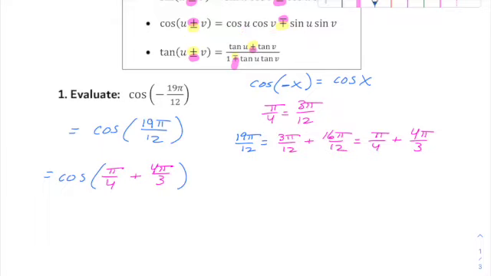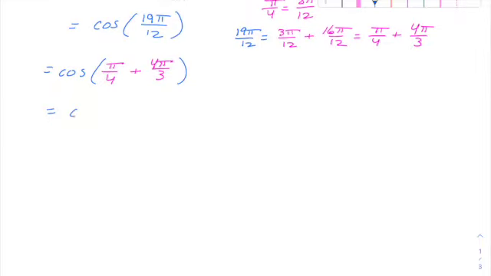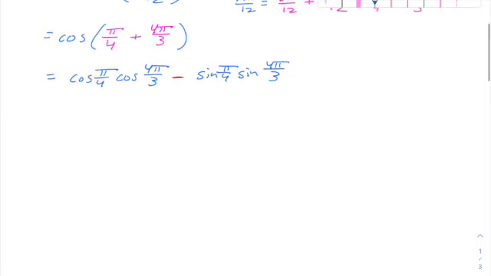So just follow the formula. According to that formula, this will be cosine of pi over 4 times cosine of 4 pi over 3, and as we said, that's going to be a minus sine of pi over 4 sine of 4 pi over 3. That's how the cosine sum difference always goes. Cos, sine, sine, with the opposite sign in the middle. And now just evaluate these straight off the unit circle.